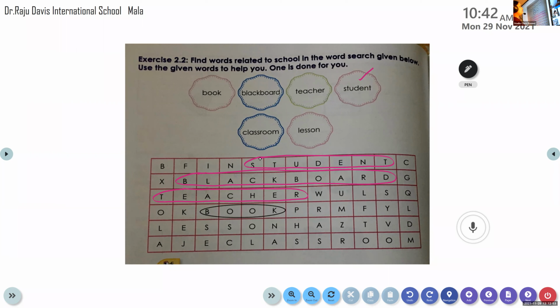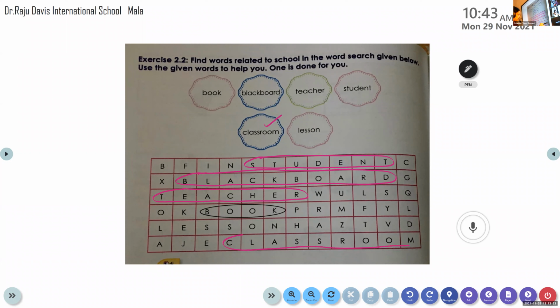Okay. Read the next word. Classroom. Classroom, yes. Try to locate it in the word search puzzle. Okay, Namika, good. You have got all the words. Last line. Yes, very good. Show it to me. Okay, Via, very good. Thank you.